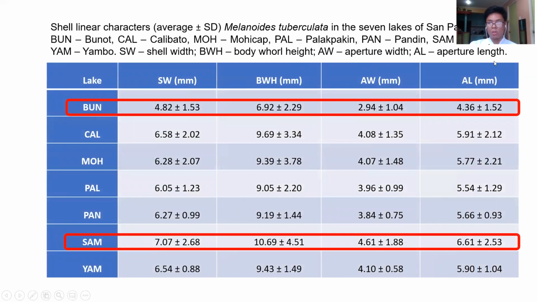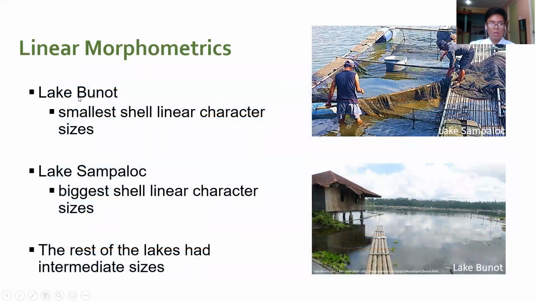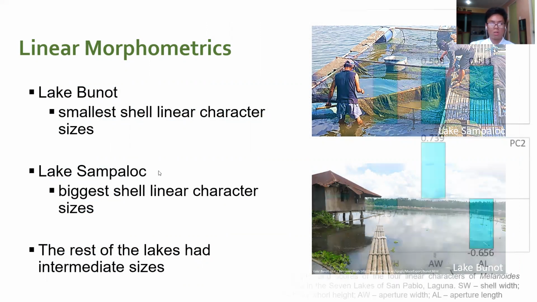So now moving on to the results of my study, I've actually observed, based on the averages of their linear characters, that Lake Bunot and Lake Sampaloc had the most distinct average sizes. This showed that Lake Bunot had the smallest shell linear character sizes, whereas Lake Sampaloc had the biggest shell linear character sizes, while the rest of the lakes had intermediate sizes in between Lake Bunot and Sampaloc.